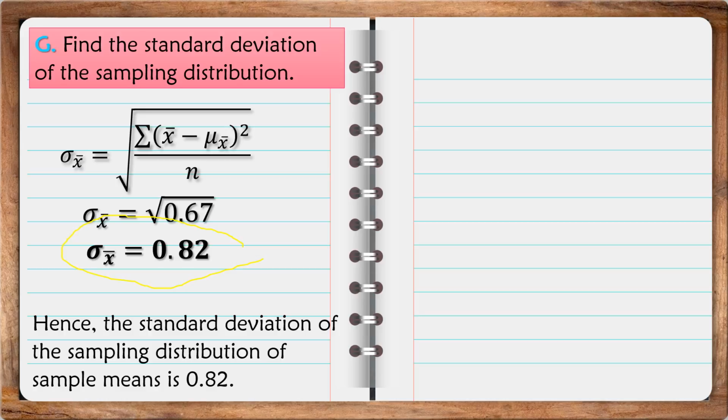For without replacement, the mean of the sampling distribution of the mean is equal to the mean of the population. The variance of the sampling distribution of the mean is equal to the population variance divided by the size of the sample. And the standard deviation of the sampling distribution of means is equal to the population standard deviation divided by the square root of the sample size.